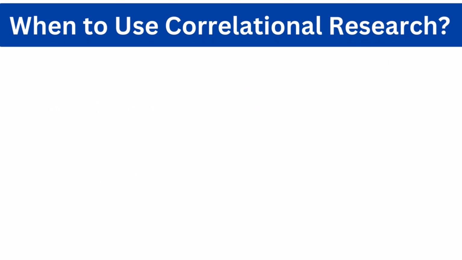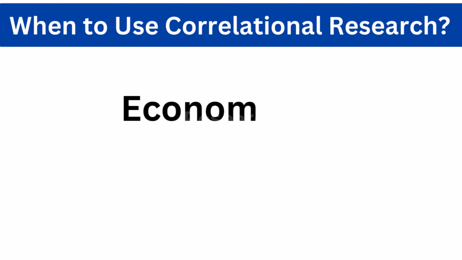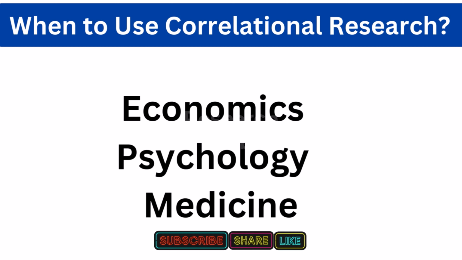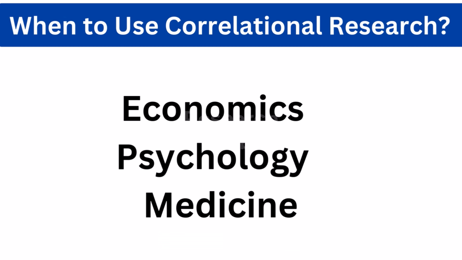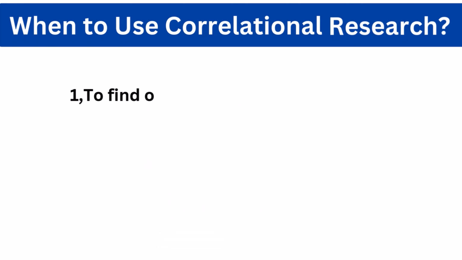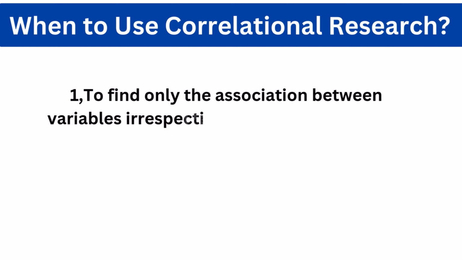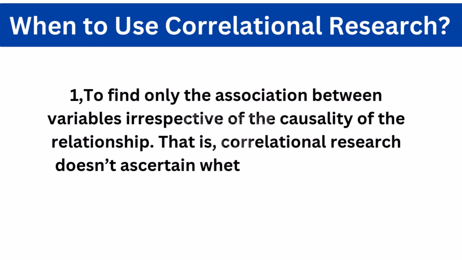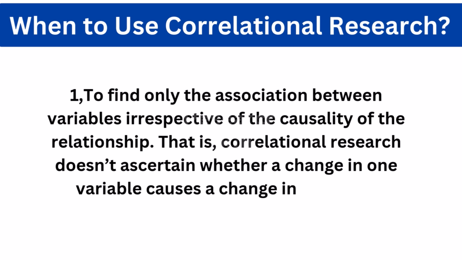Correlational research can be used in many fields, such as economics, psychology, and medicine, to determine if two or more variables are related. Researchers can choose to use correlational research in these situations. 1. To find only the association between variables irrespective of the causality of the relationship. That is, correlational research doesn't ascertain whether a change in one variable causes a change in the other variable.